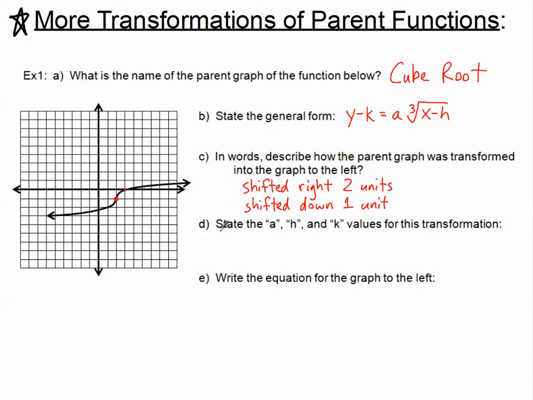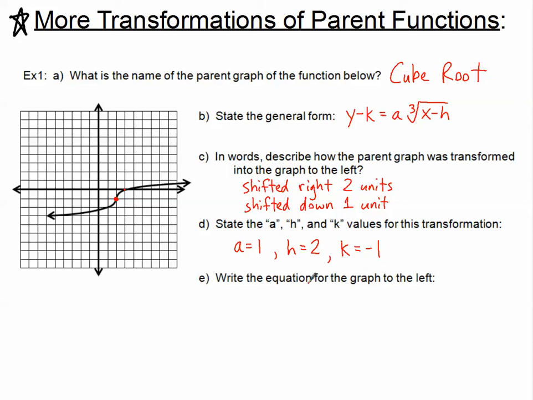So in part D, where it says state the value of a, h, and k for this transformation, a remains at the normal value of 1. h, because we shifted right 2 units, is a positive 2, and k, because we shifted down 1 unit, is a negative 1. So really finding this point right here is incredibly helpful to write the equation because that gives us the h and it gives us the k.